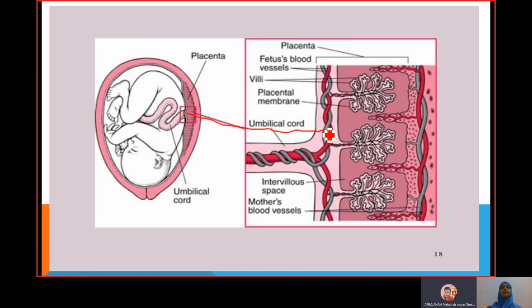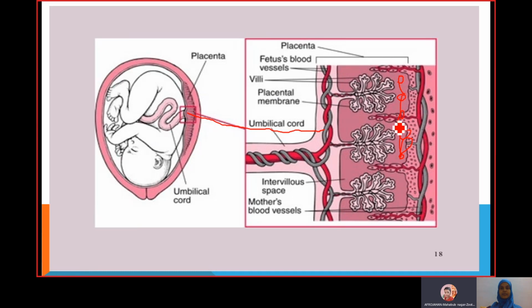See, the umbilical cord. These arteries and veins will enter into the chorionic villi. From this chorionic villi, it will enter into the uterus linings. These are the uterus linings. Here there is a space. A gap is present between the chorionic villi and the blood vessels of the uterus lining.